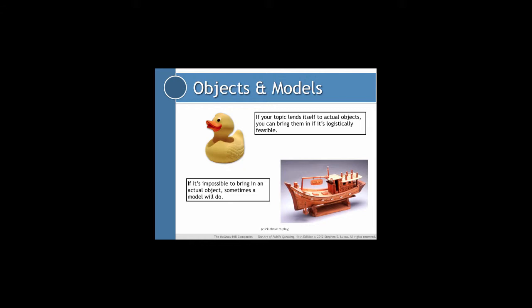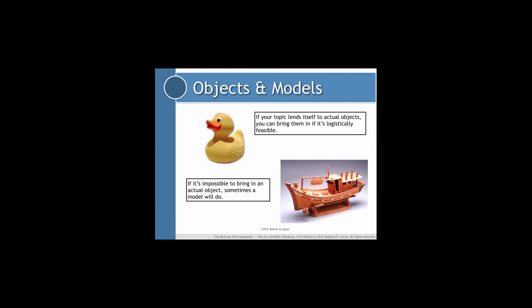Now, it needs to be logistically feasible to bring in the actual objects themselves, because if you're talking about aircraft carriers, I don't think you're going to get one through the door. Even if it's impossible to bring in an actual object, sometimes a model of that object will do. So if you have a model of an aircraft carrier, then you might want to bring that in so that we can see what one looks like and you can point out the different parts of it.